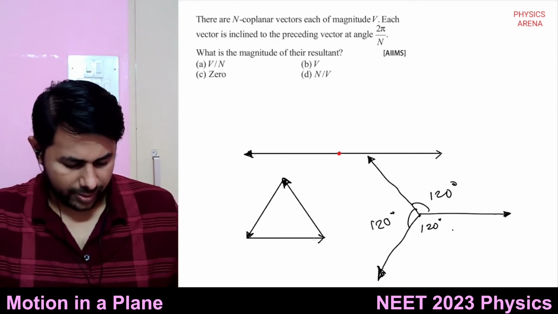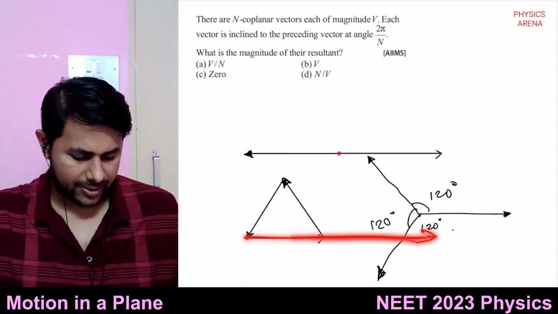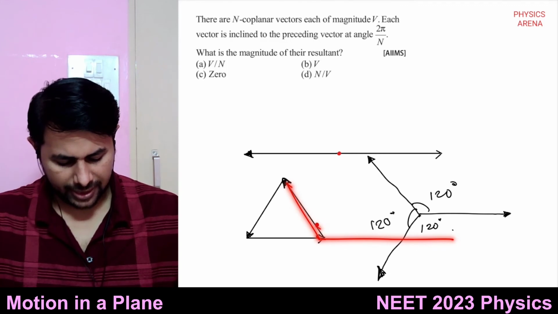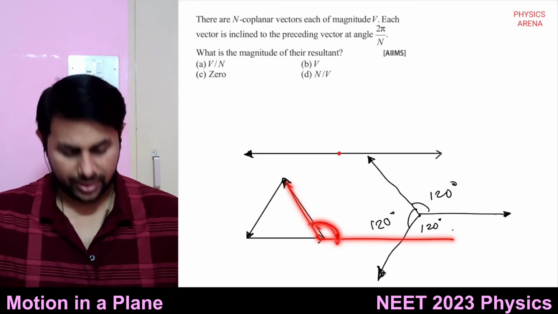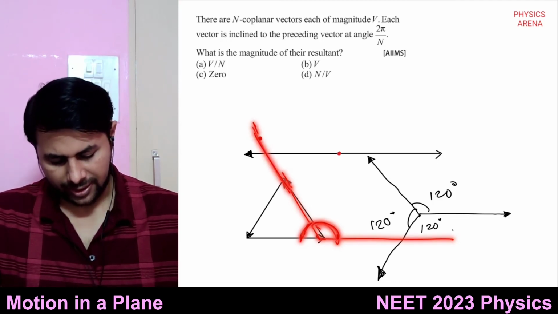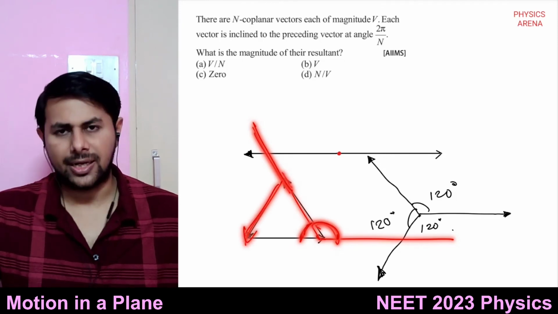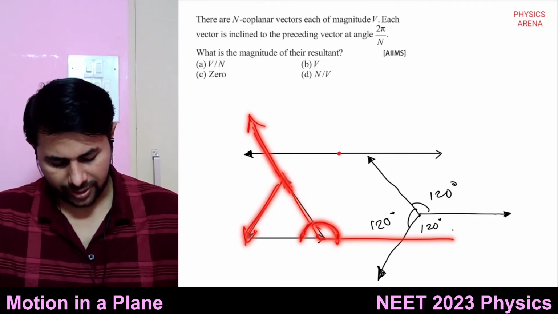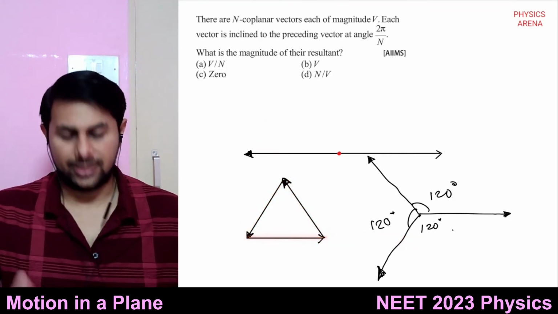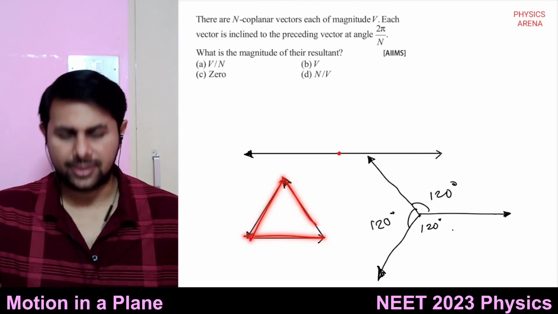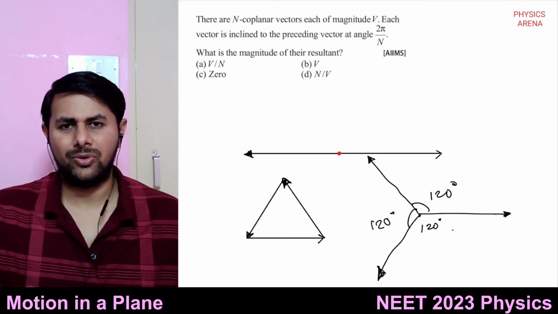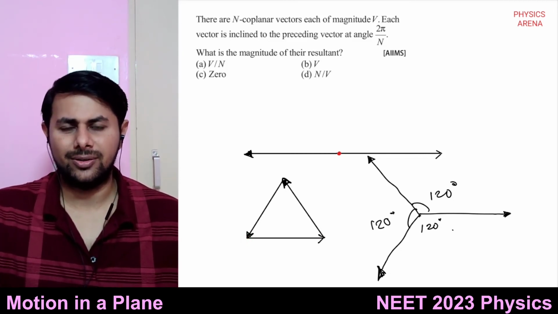How? See, this first vector is directed along this straight line, towards right. The second vector makes an angle of 120 degrees with respect to the first vector. That means this angle would be 60 degrees. Then this vector is directed like this. The third vector makes an angle of 120 degrees with respect to this vector, so this angle would be 60 degrees. Now if you take equal lengths and draw three lines at 60, 60 degrees, you will arrive at the starting point. That means if you add these three vectors, the resultant will be zero.